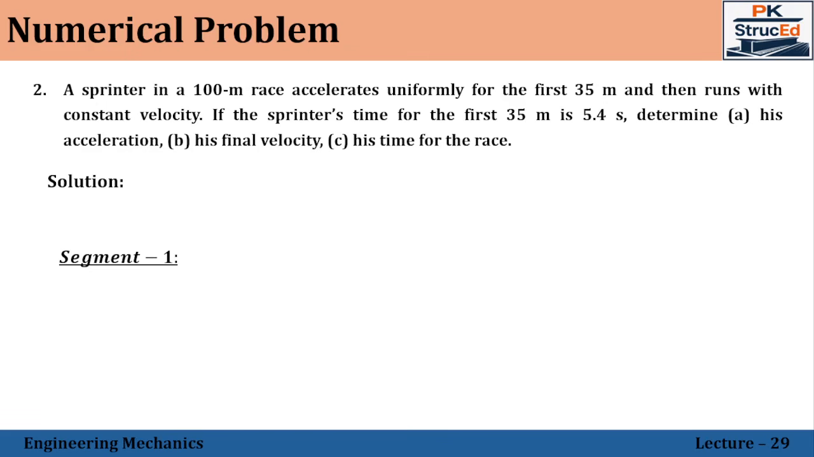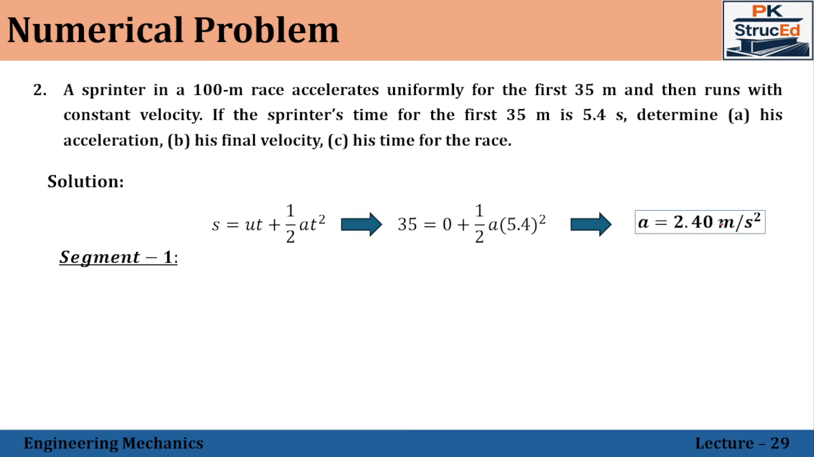Okay. So starting with segment 1, we have S equal to 35 meters, initial velocity is 0, time is 5.4 seconds. Using S is equal to ut plus half at square, we'll get the acceleration, as the other terms are known. Substituting everything, u is 0, t is 5.4 seconds, S is 35 meters. Solving this, we are getting the acceleration 2.4 meter per second square. So the first one is over.